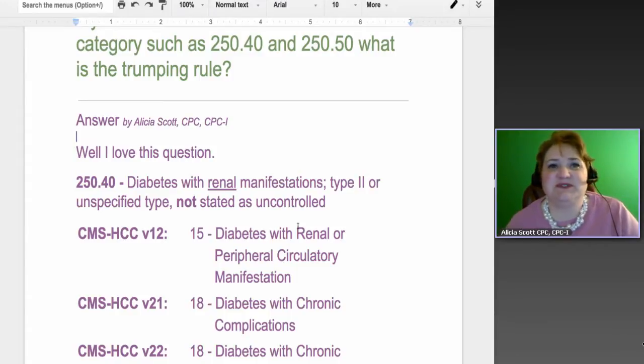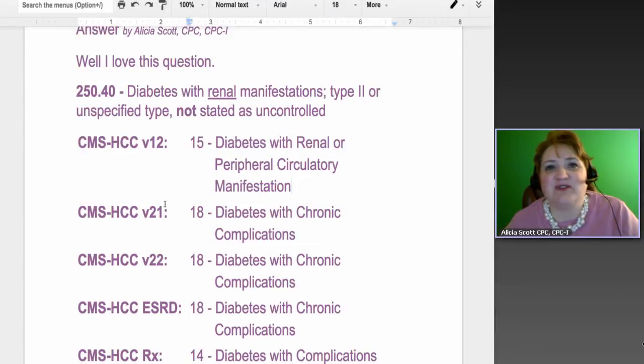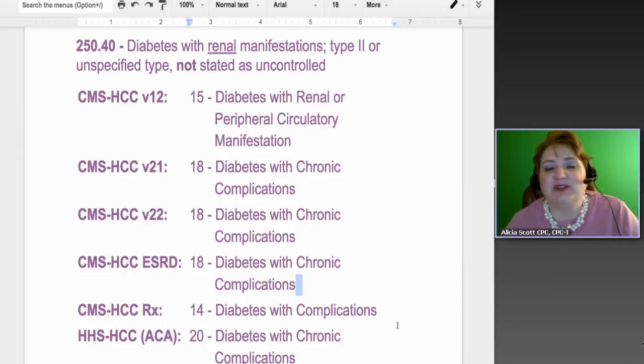Actually, this code, 250.40, is diabetes with renal manifestation, a type 2 diabetic, okay? And what is fantastic about Find a Code is they have all of the HCC categories, the past ones, 12, 21, and 22. They even have the ESRD and the Rx HCC listed when you go in and look at that code. So I really like that, but again, it's an 18. So we know it's diabetes with chronic complications is what 250.40 is, a category 18.